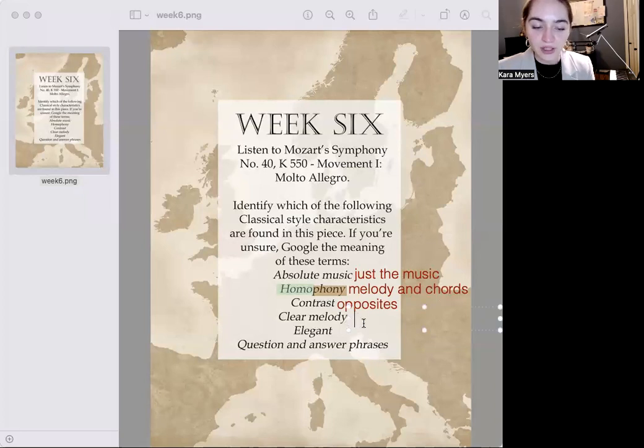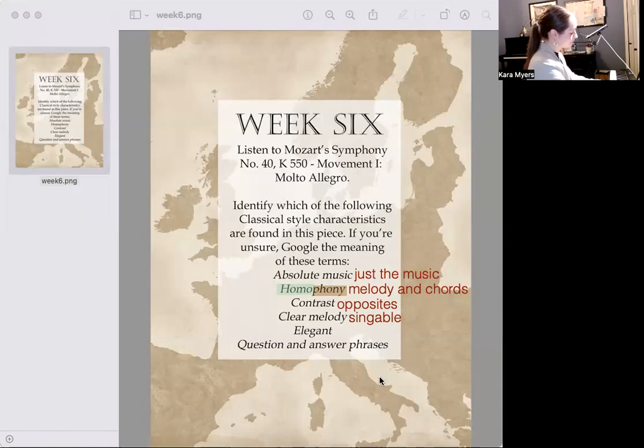Clear melody. Is it singable? That's always a good indication if it has a clear melody. Sometimes melodies are not the least bit singable. So something like that is not singable, so that would not be a clear melody. However, something like that is a clear melody.